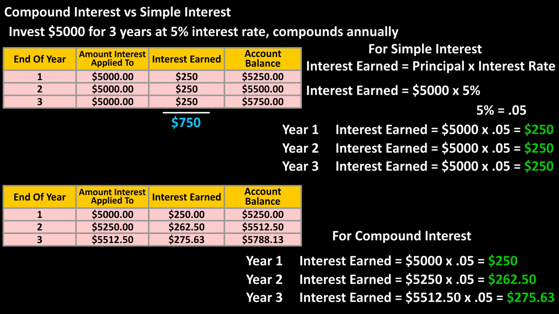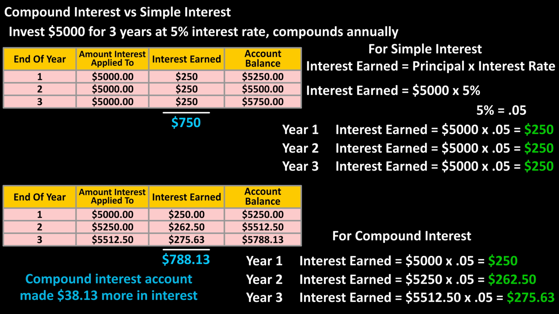Now, after 3 years, the compound interest account has a total of $5,788.13 in it. So after 3 years, the compound interest account has earned $788.13 in interest. Here you can see the compound interest account would be better, as you would have made $38.13 more in interest in that investment. And that $38.13 is from earning interest on top of interest. And that is the basic difference between compound and simple interest.